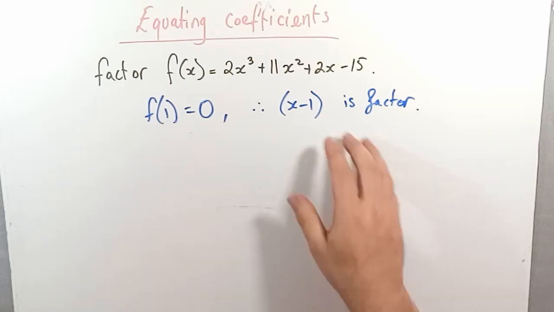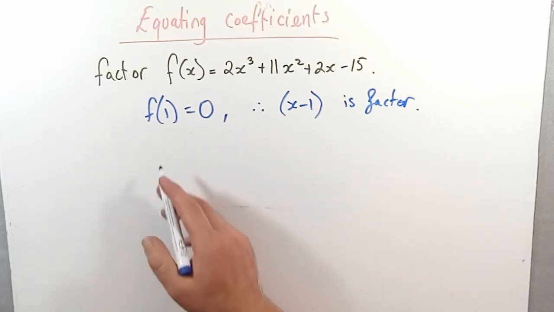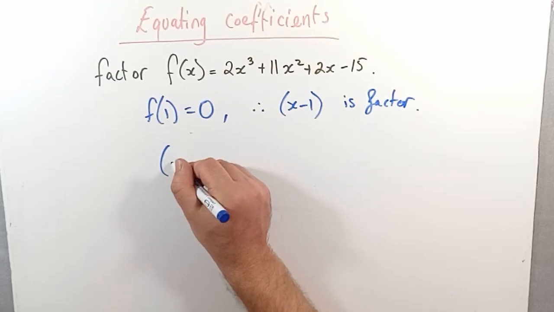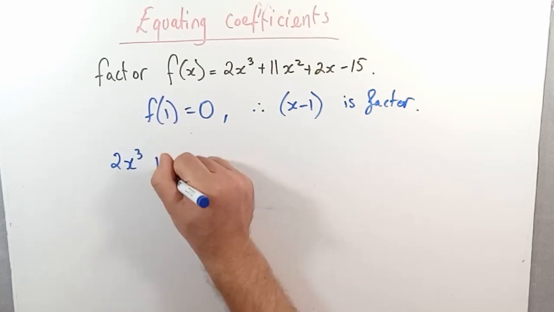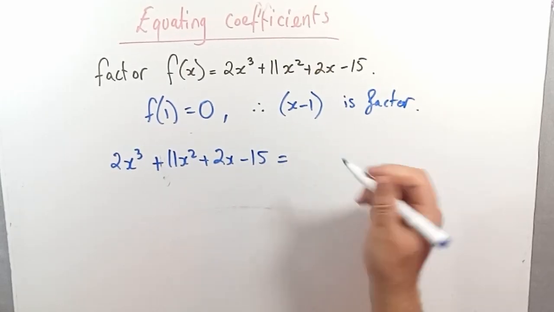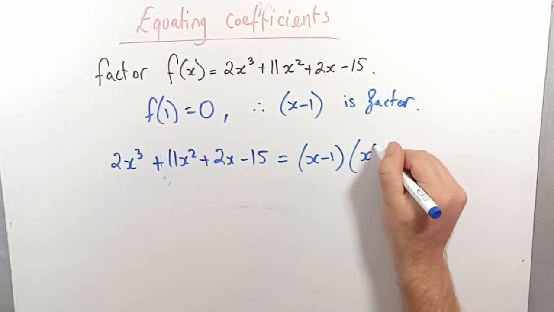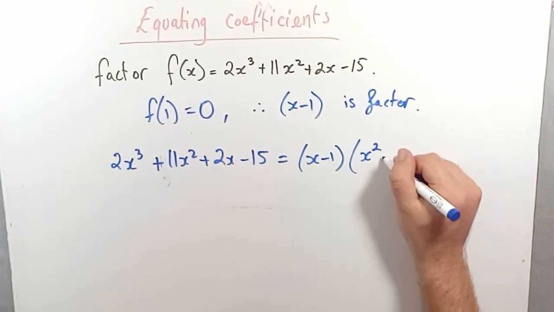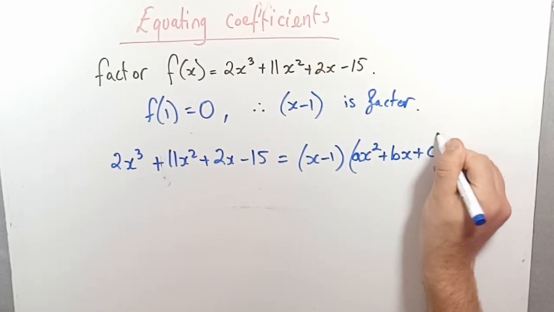So what I could do is my long division now, but I'm going to do it using this equating coefficients method instead. It's a quick way to figure out what my quadratic is. I'll write it out in full so you can see: 2x cubed plus 11x squared plus 2x minus 15. Then I'm going to factorize that to x minus 1 times ax squared plus bx plus c, like that.